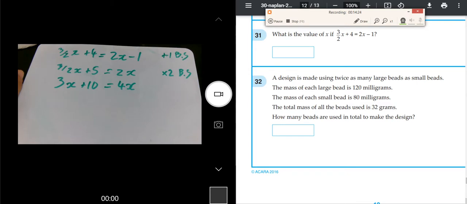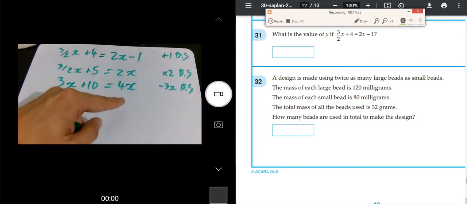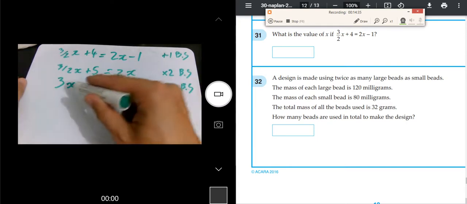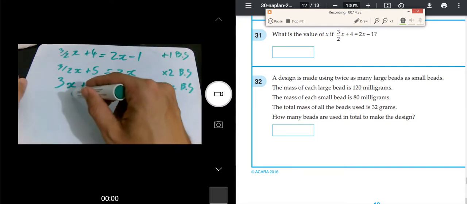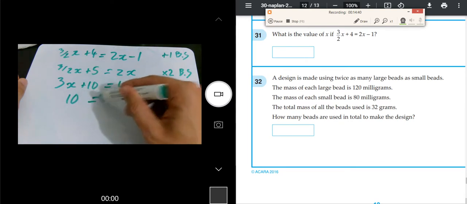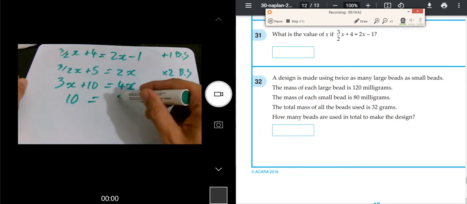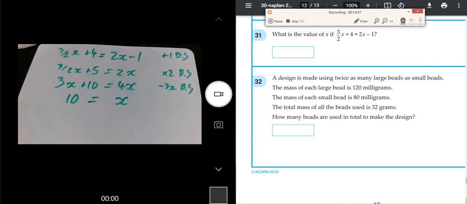Now I'm just going to take 3x from both sides. That way we'll just get a number on one side, and then we'll have a quantity of x on the other. So if I get rid of 3x's, we will only have 10. If I get rid of 3x's on this side, we'll have 4 take 3x, which is 1x, which we just call x. And then, as a result of this, we are left with 10 equals x, or x equals 10.